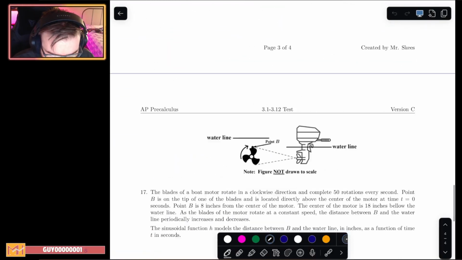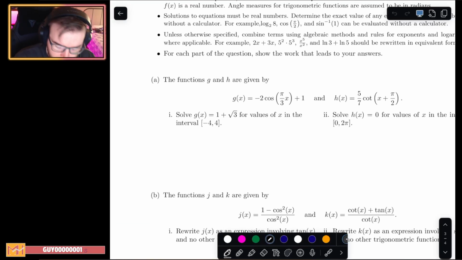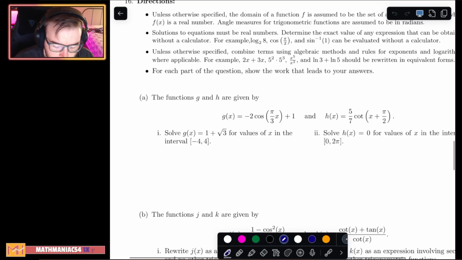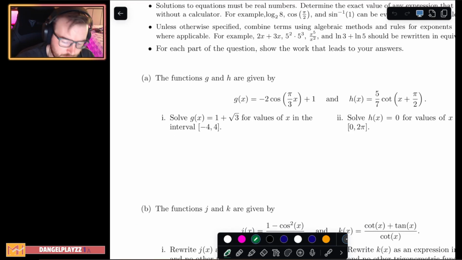So I'm going to look at this FRQ. This FRQ was the toughest part of the test for everyone. It was obvious, so I want to take my time here and solve these and explain along the way.